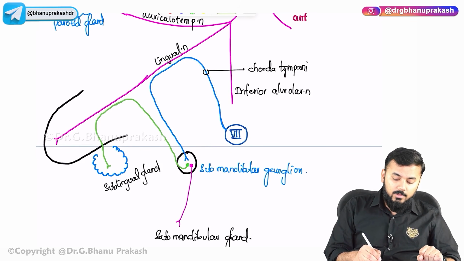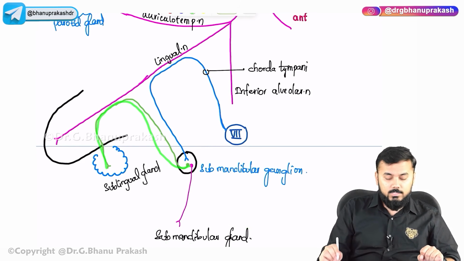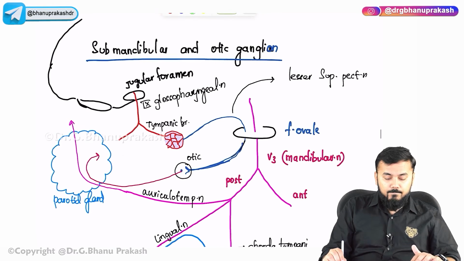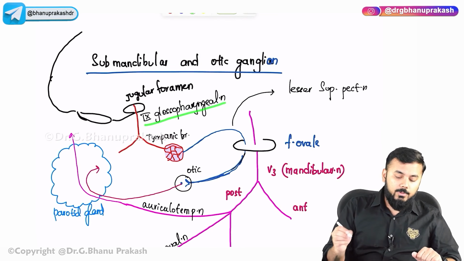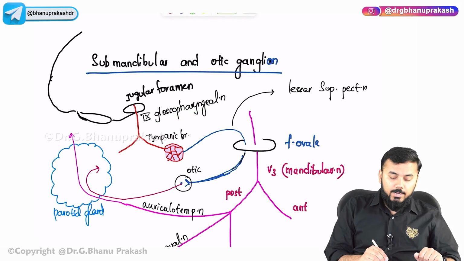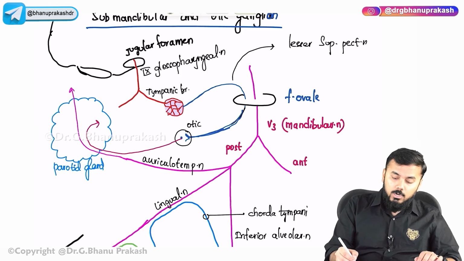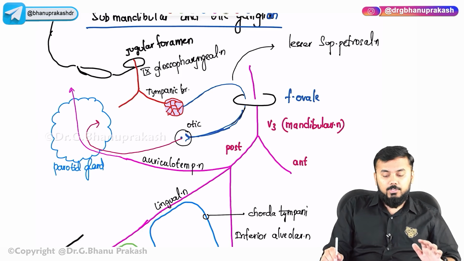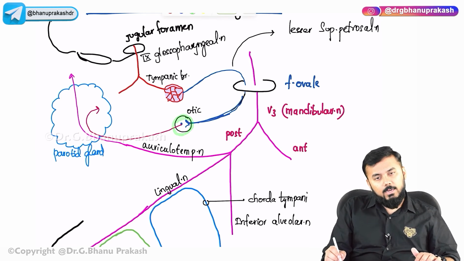From here, postganglionic fibers go to the submandibular gland. Postganglionic fibers even go to the sublingual gland. Next here we have got the jugular foramen, right? From the jugular foramen, you see the ninth pair of cranial nerve coming out, dividing into two branches. One is the tympanic branch, which forms the tympanic plexus. This gives the lesser superficial petrosal nerve, which will innervate the otic ganglion, and will relay in the otic ganglion.